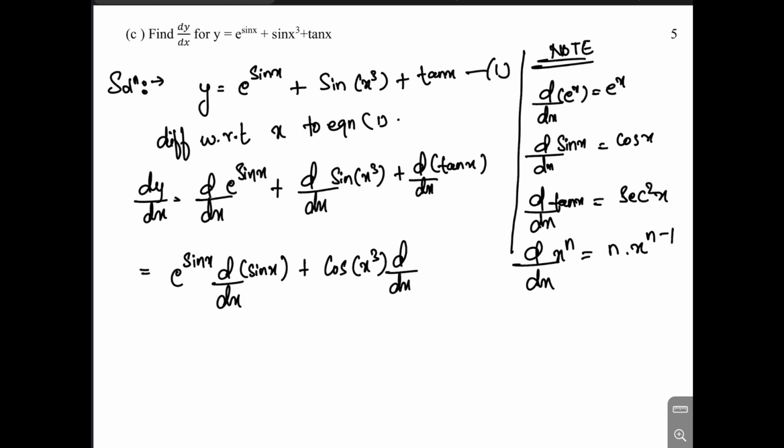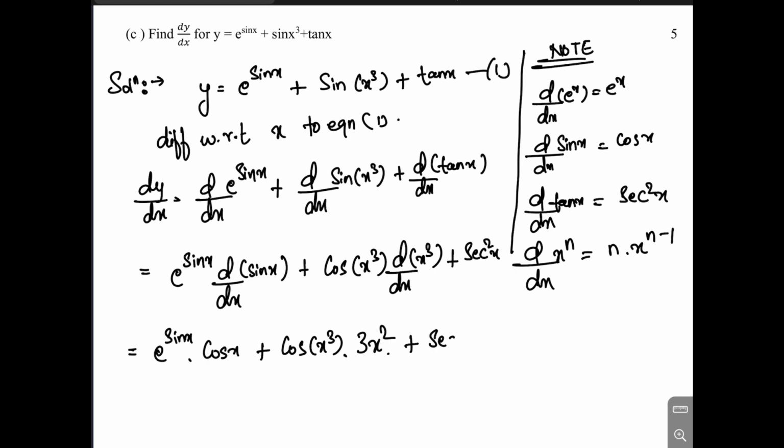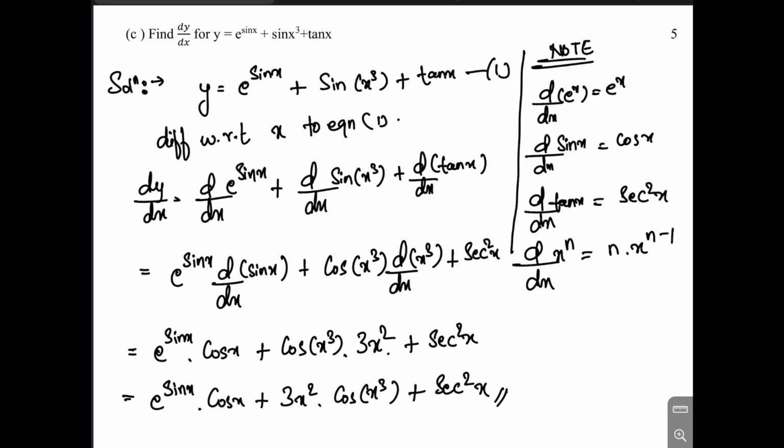Again we need to apply the chain rule here, plus differentiation of tan is secant square x. So here e raised to sin x, differentiation of sin is cos x, plus cos x cube x. Differentiation of x cube is 3x square, plus secant square x. So after rearranging we will get e raised to sin x into cos x plus 3x square into cos x cube x plus secant square x. This is our final answer.